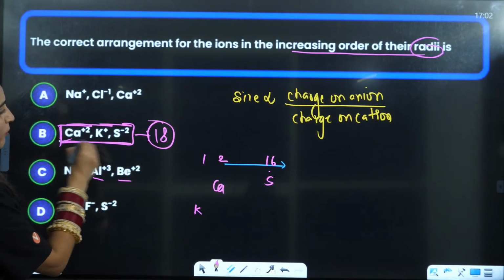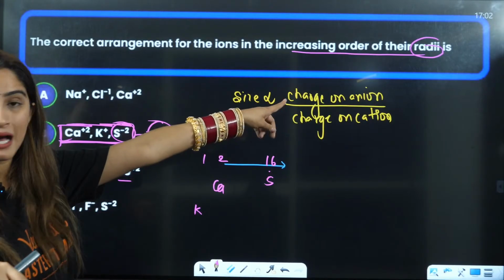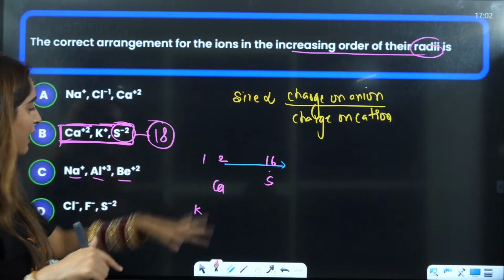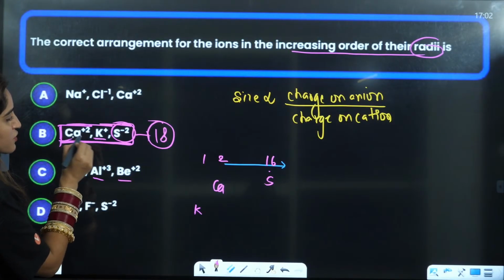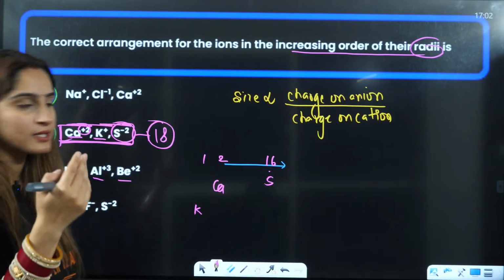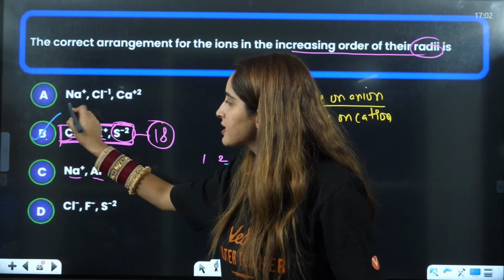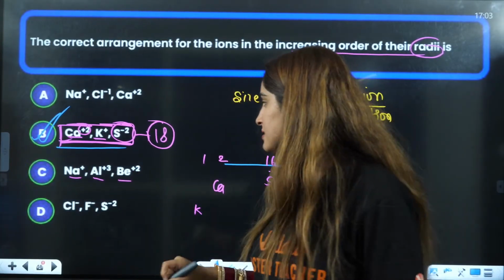So now from here we can see the negative charge is having the maximum, right? That will have the maximum size. Then positive charge is inversely proportional. So the more the charge, the less the size. So that is why calcium 2 positive is going to have the minimum size here. So answer will be B is the correct answer.